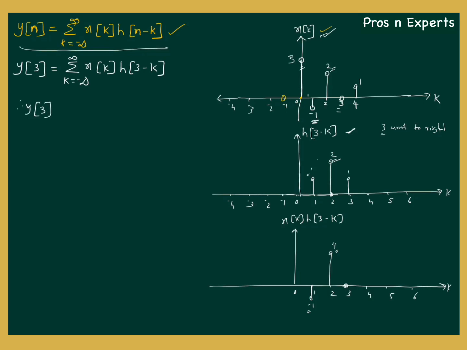Therefore, summing all these sample values, you'll get minus 1 plus 4 equal to 3. So y of 3 is 3. That's our next sample output.